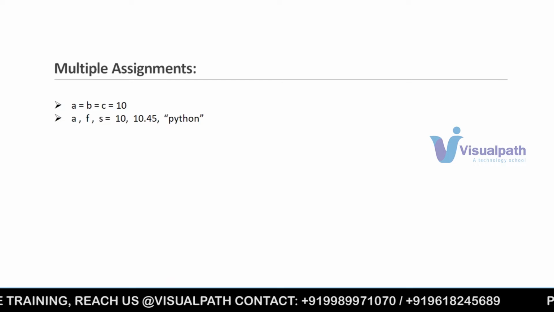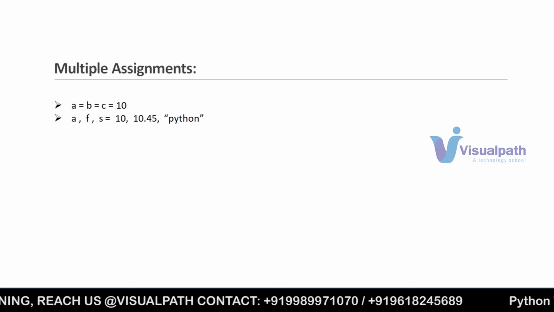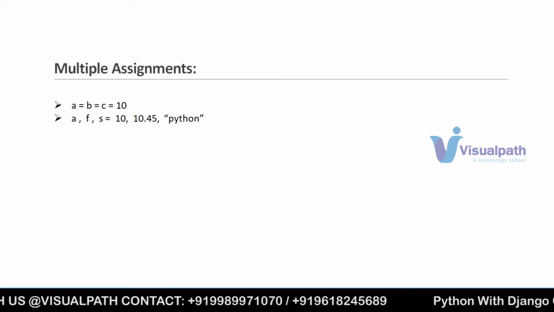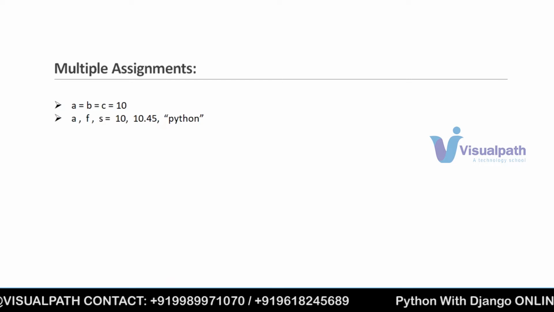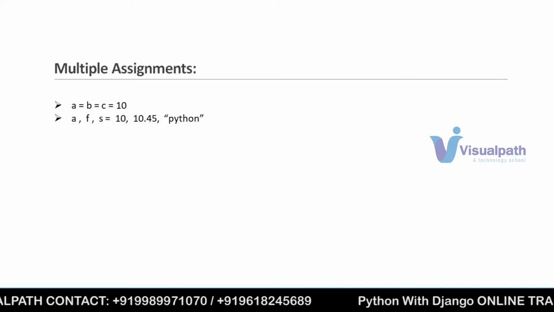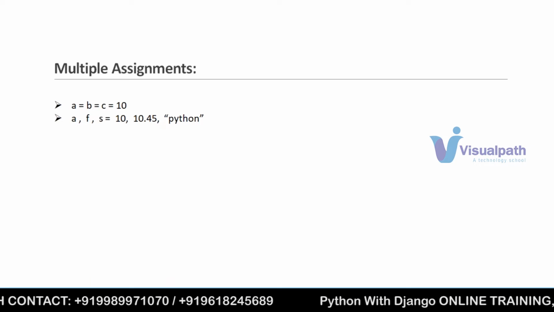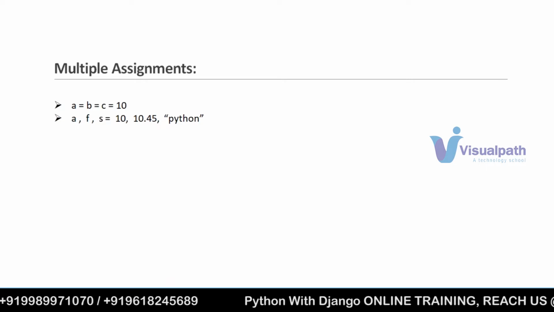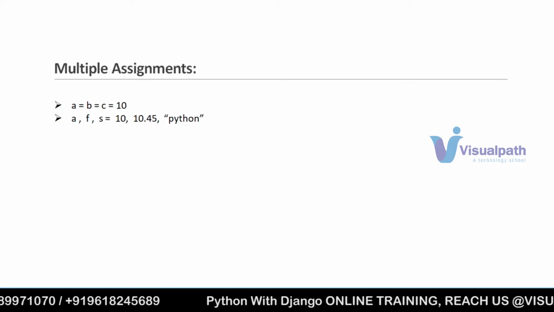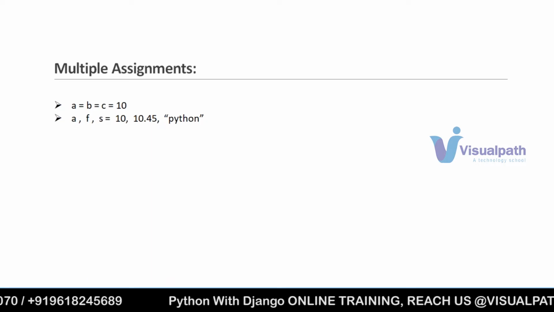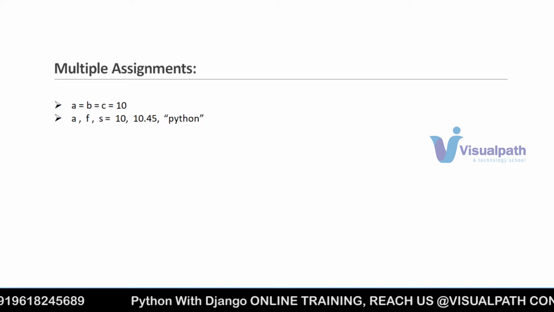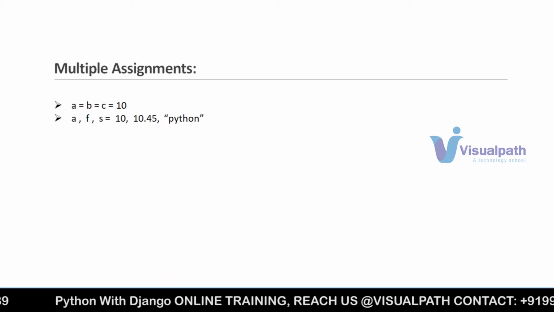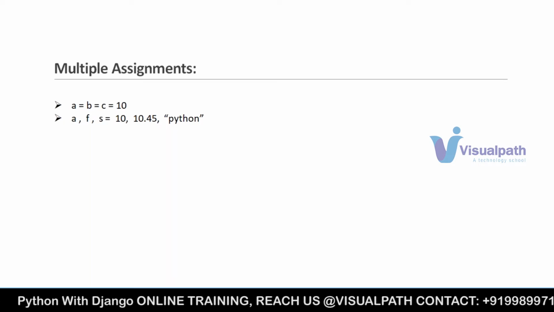And the second syntax is if you want to assign multiple variables with different values. In the second syntax, a will contain 10, f will contain 10.45, and s will contain the Python string. Note down please. Even though it is allowed, never try to use this because of readability. But we should know it because if you are planning for any certifications, you can see these kinds of questions in those exams.